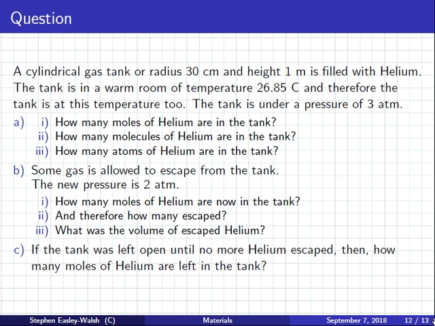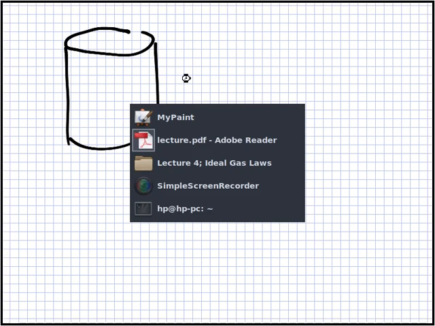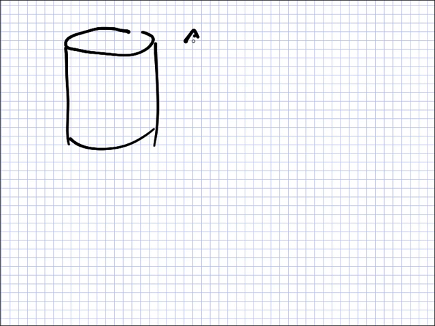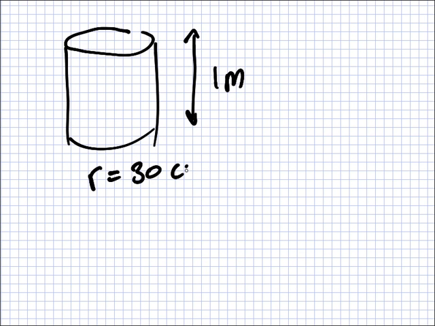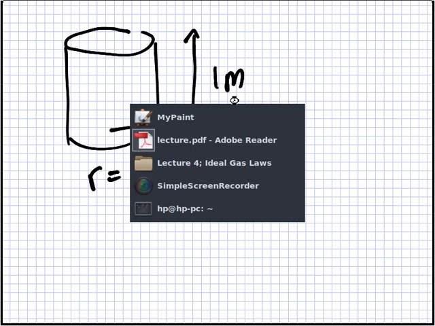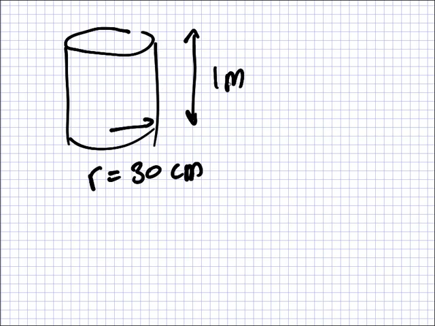So we have just one example, but it's a big example, and we're going to do it together. A cylinder tank. Height 1 meter. Radius 30 centimeters. Is filled with helium. So there's helium in here.